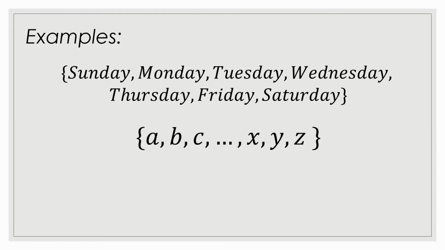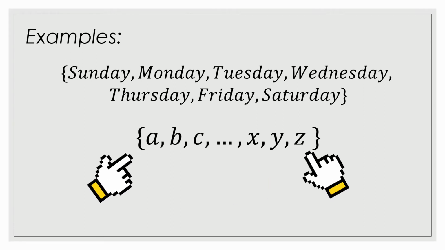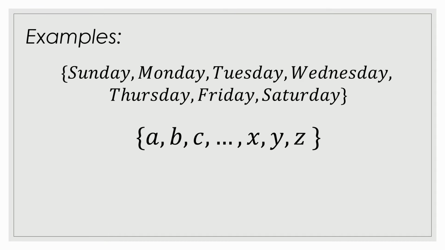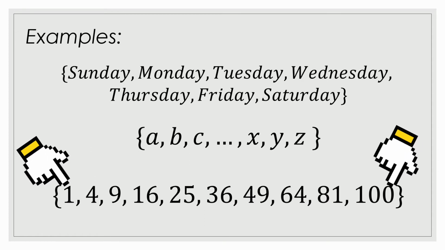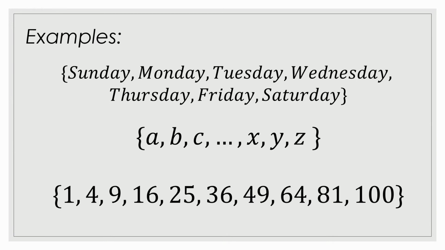A, B, C until Z. So we know that there are 26 letters in English alphabet. So this ellipsis in the middle means it's continuous until Z. So we have first and last term. So therefore, it's a finite sequence. Another example of finite sequence is this: 1, 4, 9, 16, 25, 36, 49, 64, 81, and 100. So these are the first 10 perfect square numbers, and we have 10 terms. We have first and last term. Therefore, it's a finite sequence. Alright?